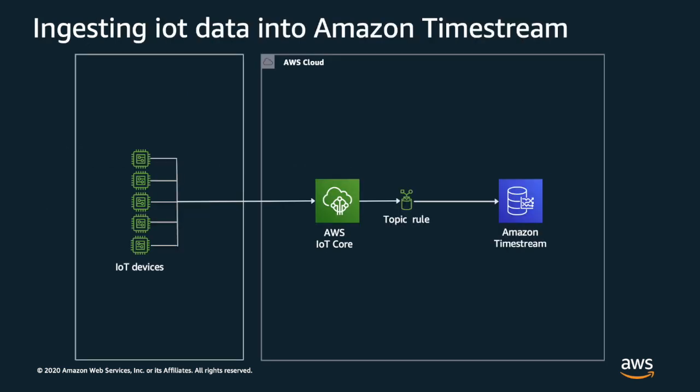Let's take a look at the architecture to ingest IoT data into Amazon Timestream in general. On the left side, you have your IoT devices. They are sending data to AWS IoT Core. A topic rule then ingests data into Amazon Timestream.